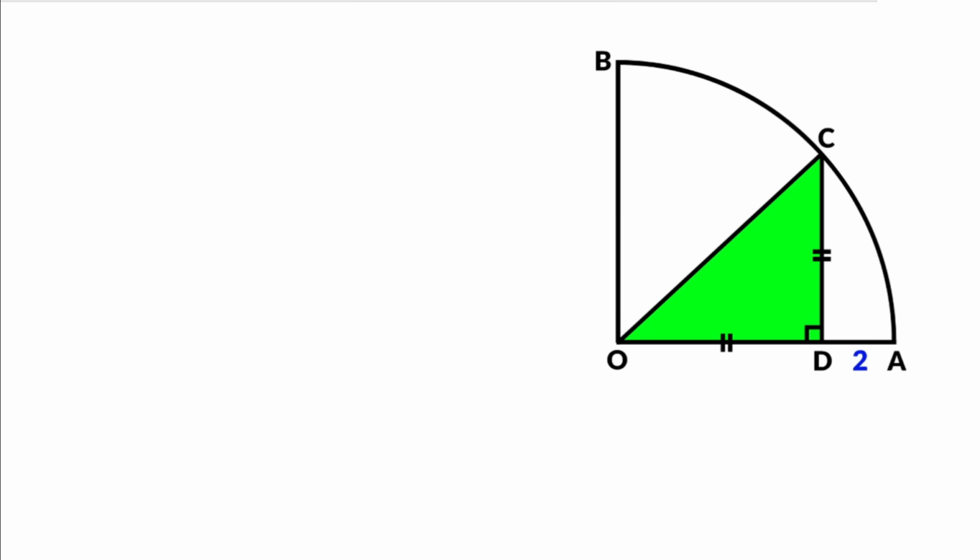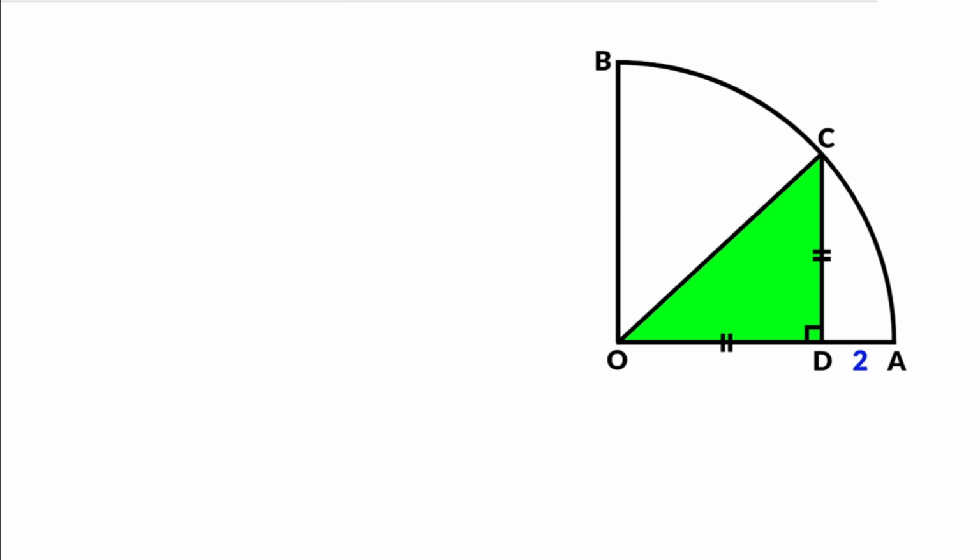First, the two legs of the triangle, CD and OD, are exactly the same length. Second, the small horizontal segment from A to D is exactly 2 units long. Our goal is to find the exact area of the green triangle.